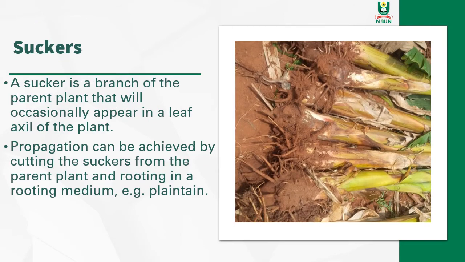For the suckers, that's the next kind of propagating material we'll be talking about, the suckers. And a sucker is simply a branch of the parent material that will occasionally appear in the leaf axil of the plant. And propagation can be achieved by cutting the sucker from the parent plant and rooting in the rooting medium. So an example of crop that you plant this way is the plantain. Like you can see in this picture, these are plantain suckers.